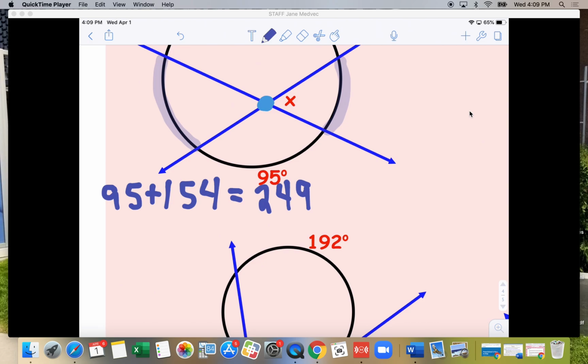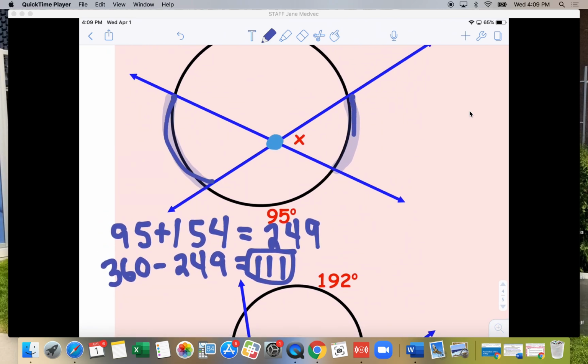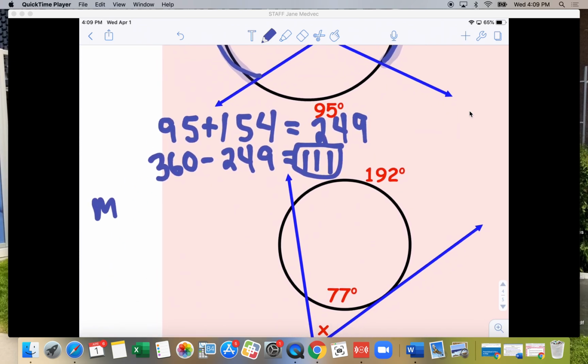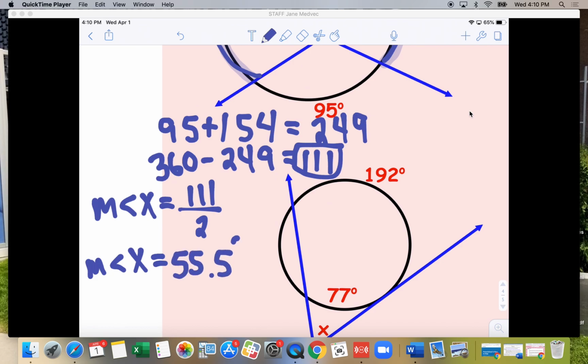So now I'm going to take 360 degrees and subtract 249, and that's going to give me 111 degrees. So rather than adding these 2 up, I've already added them up. So the measure of angle X is 111, which is the sum of the 2 angles, divided by 2. So the measure of angle X is going to give me 55.5 degrees.